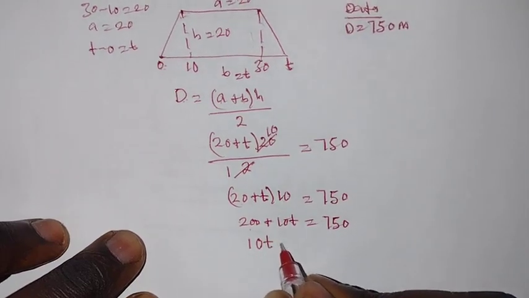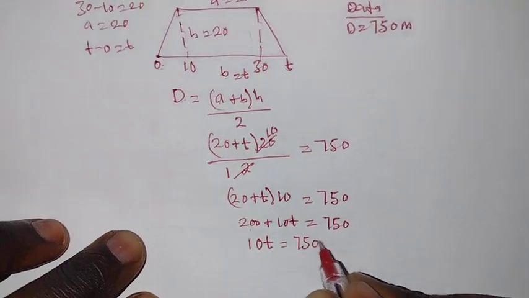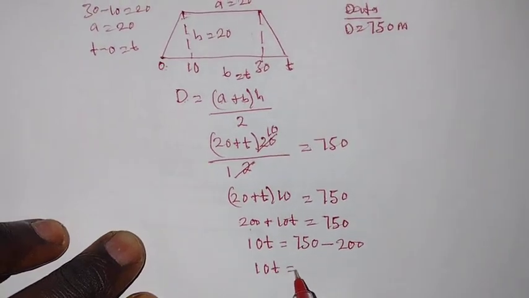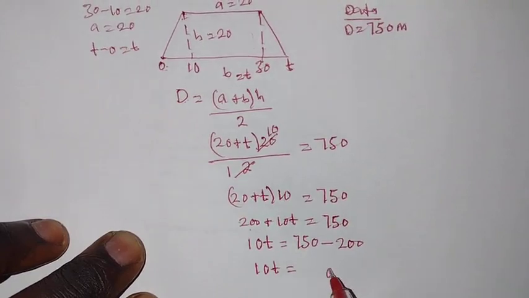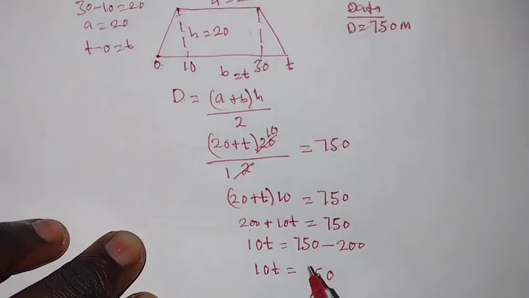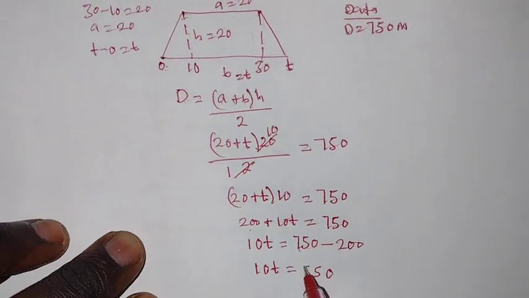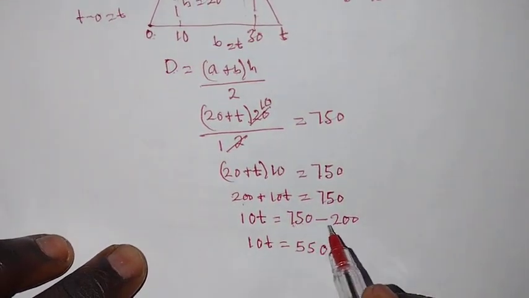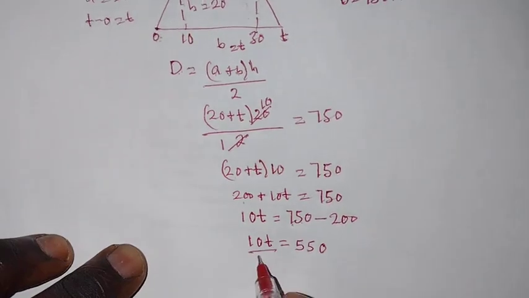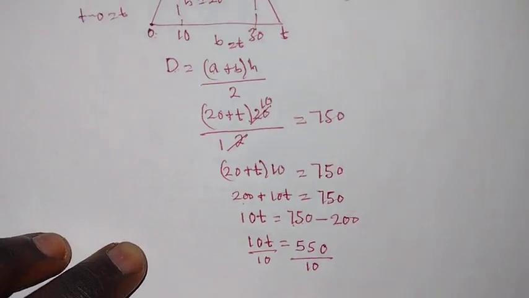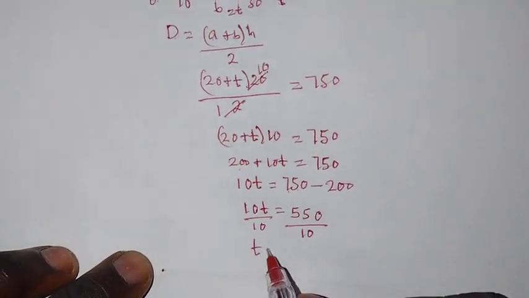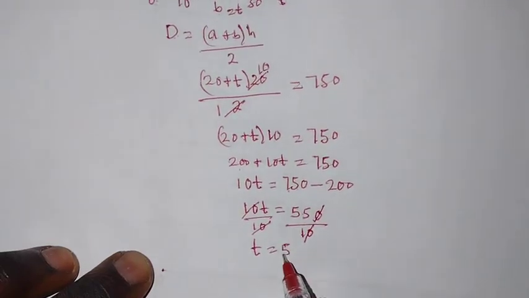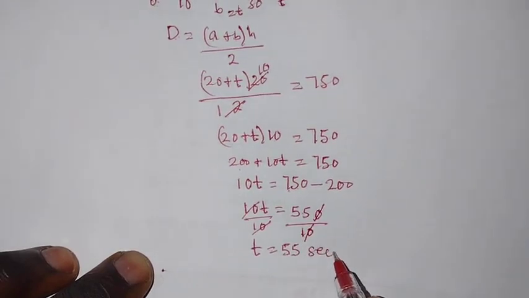So we remain with 10t is equal to 750 minus 200. So we are going to have 10t is equal to, 0 minus 0 is 0, 5 minus 0 is 5, 7 minus 2 gives us 5. So meaning that 750 minus 200 will get 550. So we can divide here by 10, even this side by 10. So what are we going to get? We are going to say t is equal to, this 0 and this 0 out, 1 into 55, we will get 55 seconds.